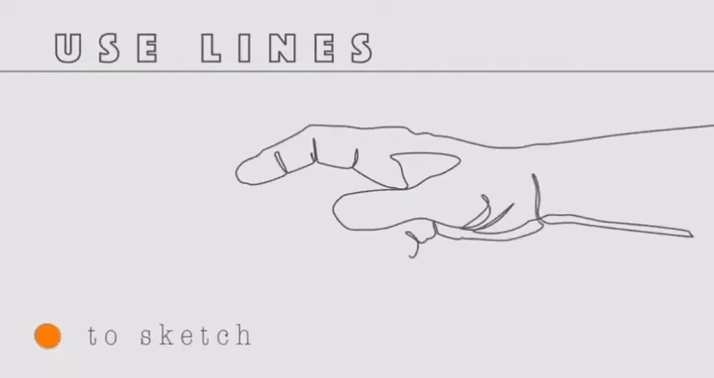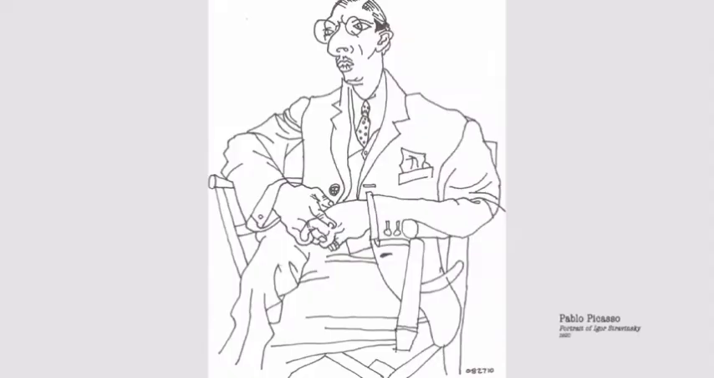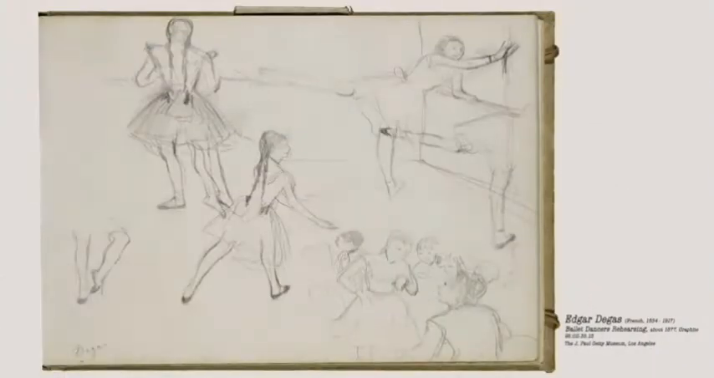We use line in all art creations at some point or to some degree. Here are just a few examples. Line is used for sketching, gesture, and contour drawing. You can create an image with just one line or make it complex and detailed. Line can be used as the only element in an artwork. Here are some examples: a line drawing by Pablo Picasso and sketches by Edgar Degas.